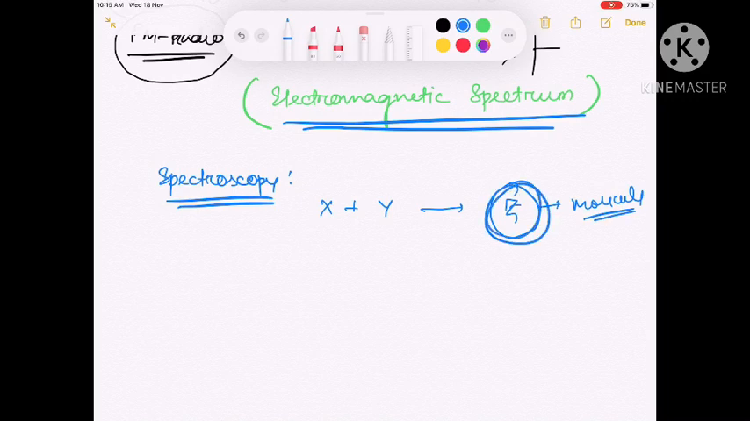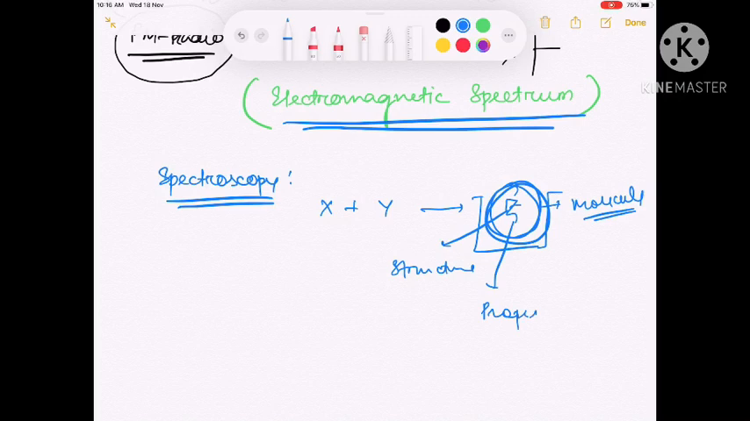So what happens when we use spectroscopic techniques? There are many spectroscopic techniques, we will discuss them. Using those spectroscopic techniques, we can identify the structure of this molecule, and its properties.